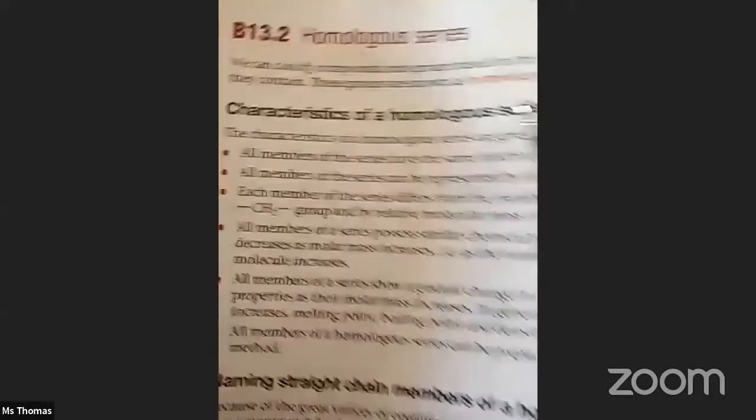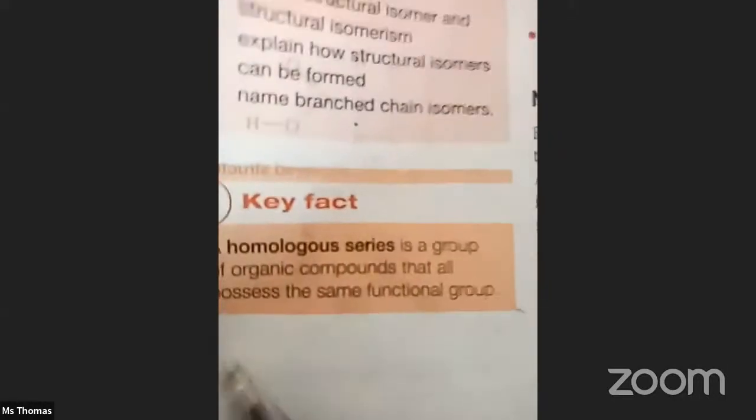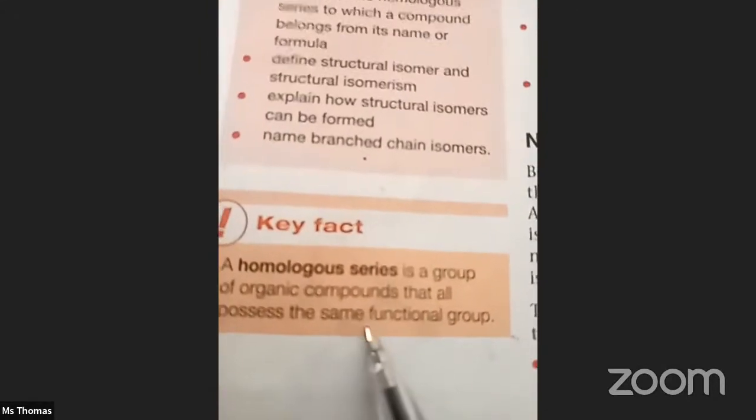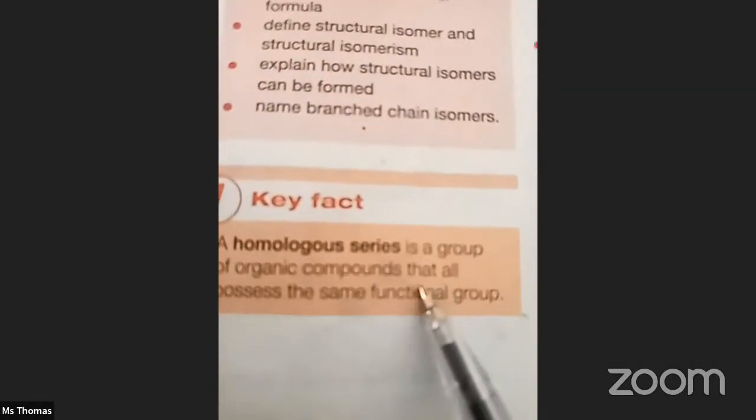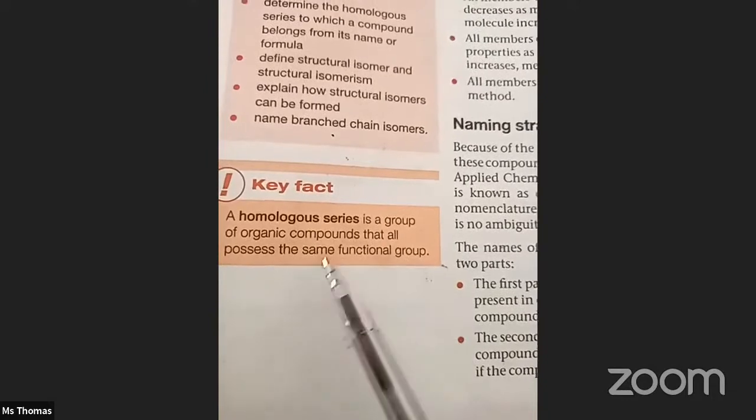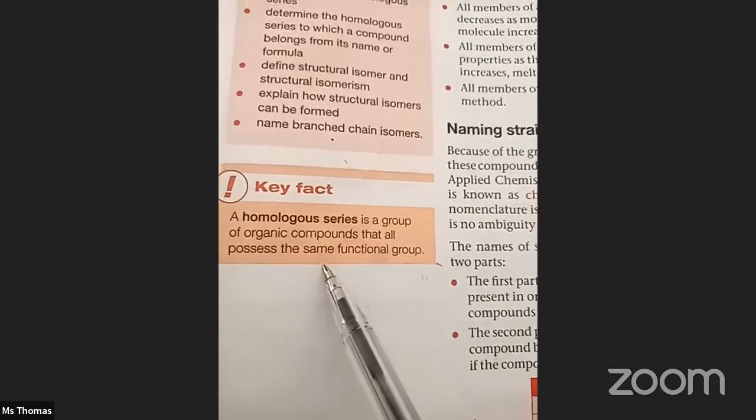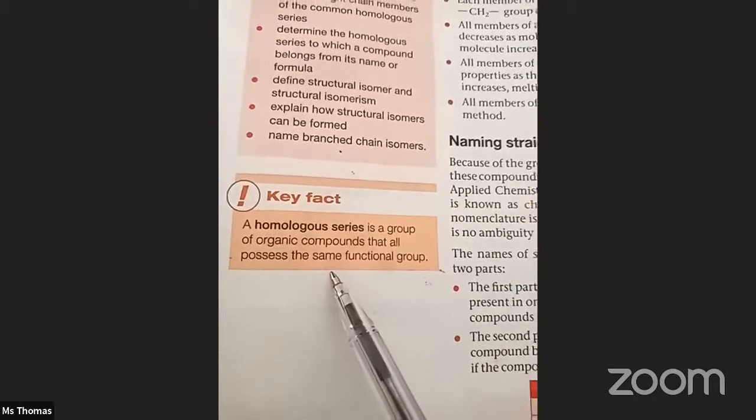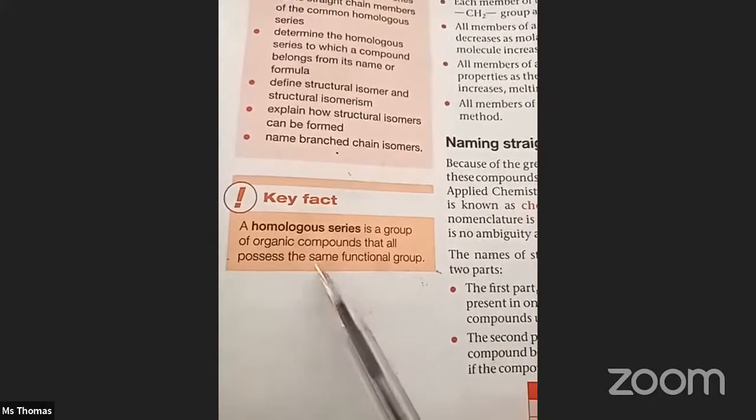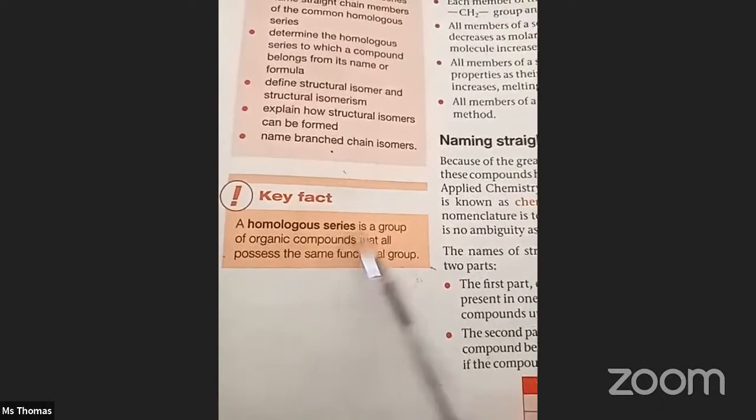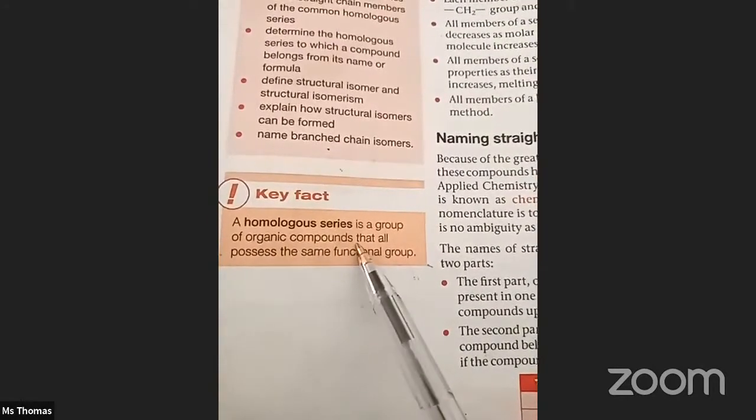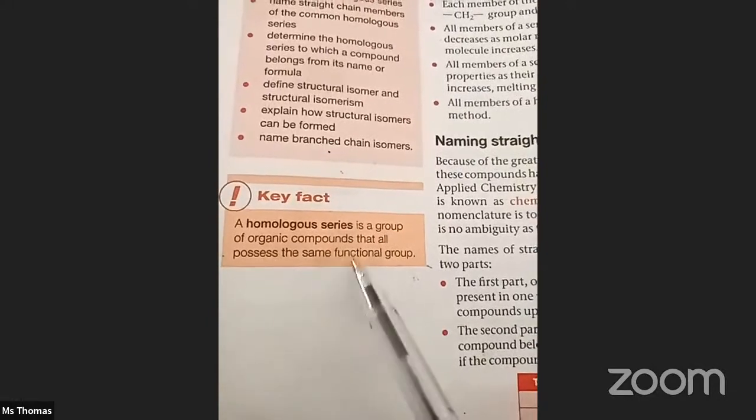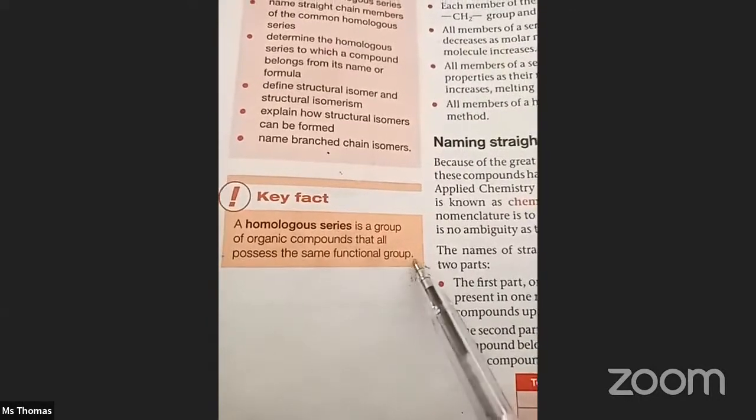What does that term mean? Well, a homologous series is a group of organic compounds that all possess the same functional group. And remember, we said the functional group is the group of atoms or bonds that give the chemical properties of the compound. So the homologous series is a group of organic compounds that all possess the same functional group.